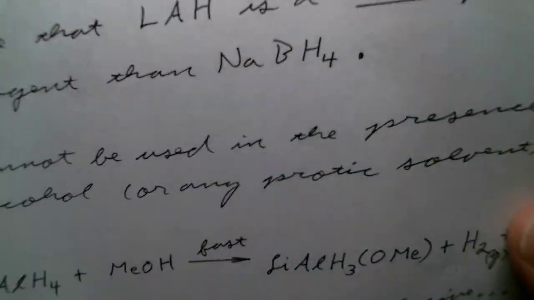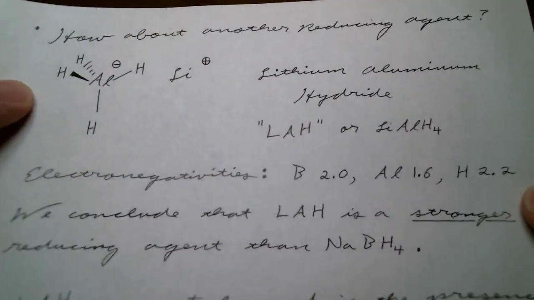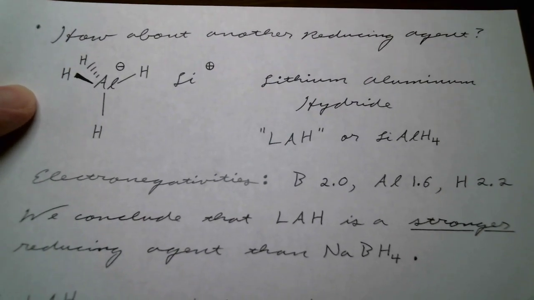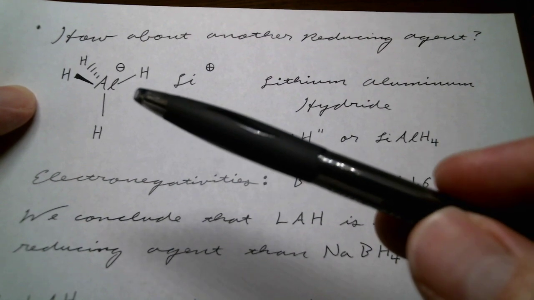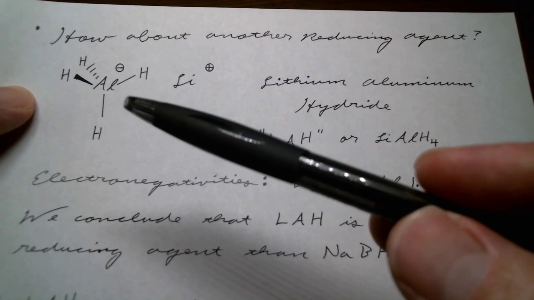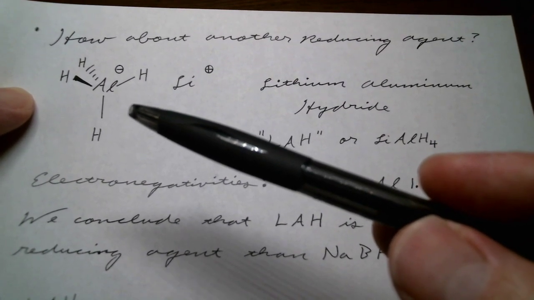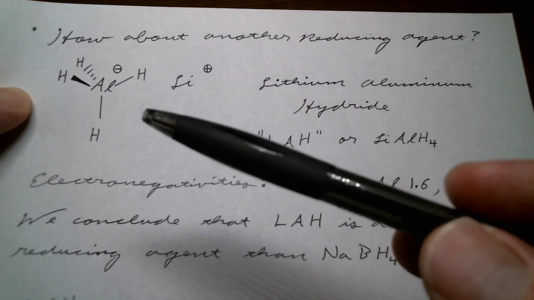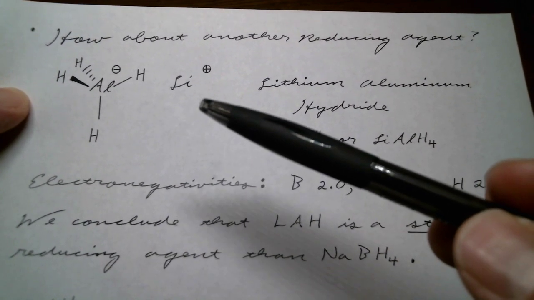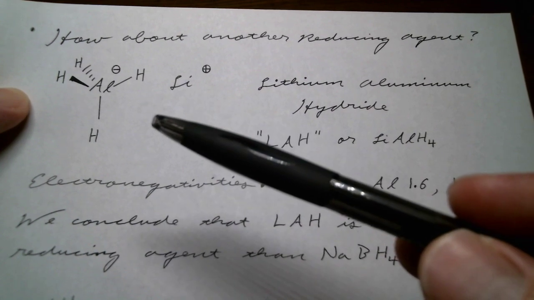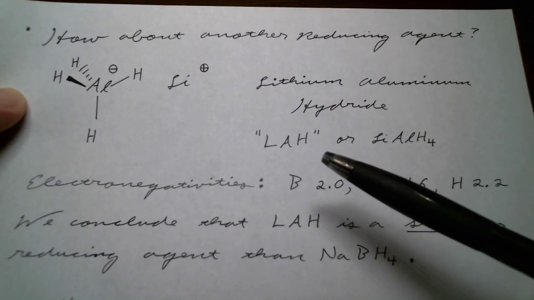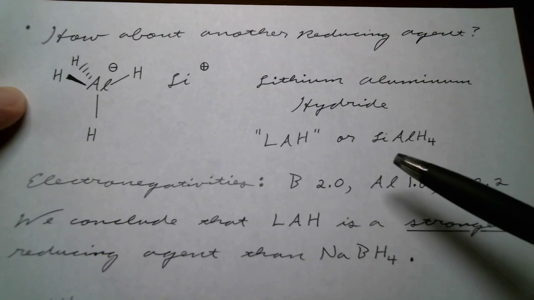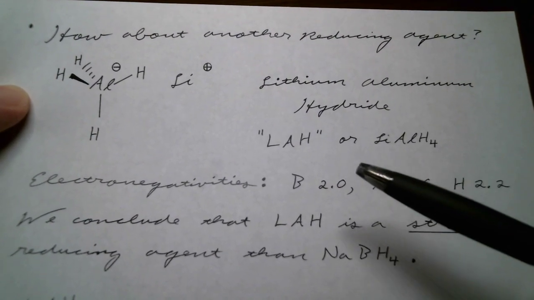So how about another reducing agent? Well, right under the periodic table, under boron is this interesting metalloid called aluminum. And so if you can have sodium borohydride, believe it or not, you can have something called lithium aluminum hydride, or we abbreviate that often as LAH. Sometimes you'll see it written as LiAlH4.